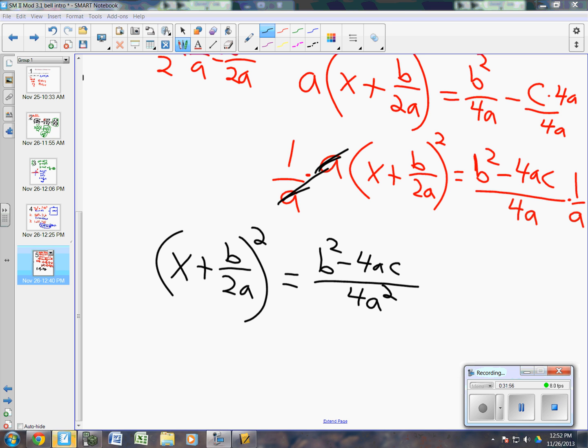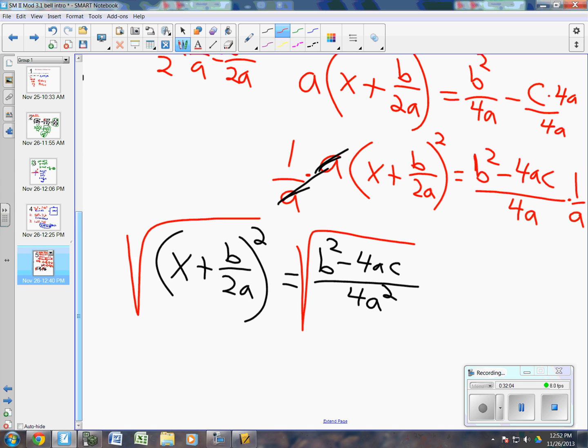Okay, so the next thing I need to do is take the square root of both sides to get rid of this square. So I get x plus b over 2a equals, and I'm going to separate this. We just learned with radicals, I can separate that into the square root of b squared minus 4ac. And guess what the square root of 4a squared is? 2a. That's right. It's 2a.